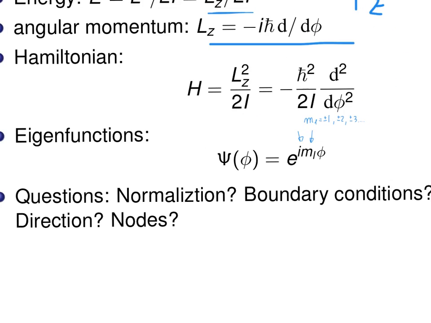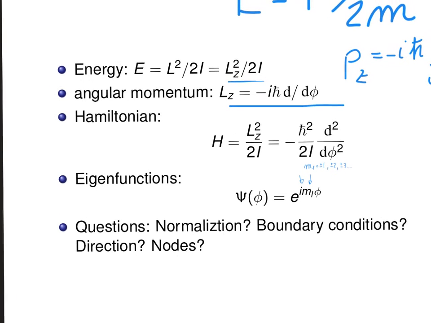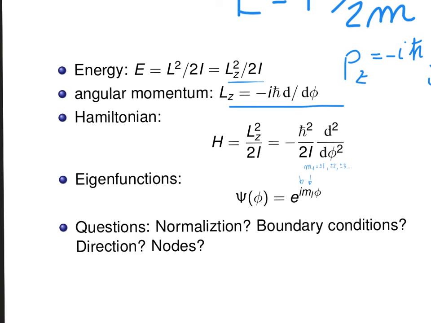What I would like you to think about, and these are questions left for you, is what is the normalization of this wave function? How do we normalize the wave function, how do we make sure that the square of the wave function when it's integrated is 1? What are the boundary conditions? We have looked at them: we need boundary conditions that guarantee that when the particle makes a full round around the circle, the wave function value will be exactly the same. And this is guaranteed by this form.